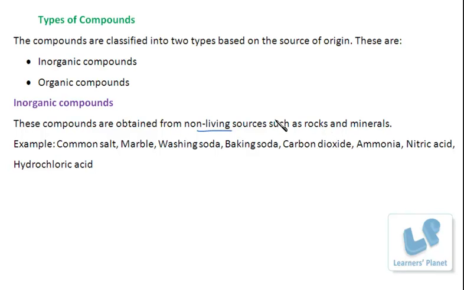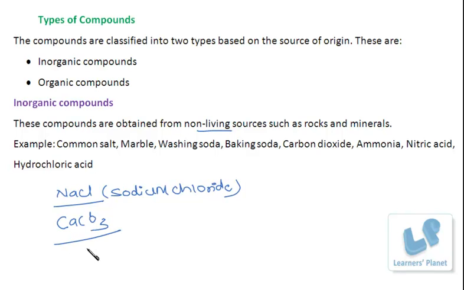what? Inorganic compounds. Say for example, common salt. What is the formula of common salt? It is NaCl, that is sodium chloride. The source is inorganic. This is obtained from a non-living source. Marble. Marble is calcium carbonate. It is obtained from rock.